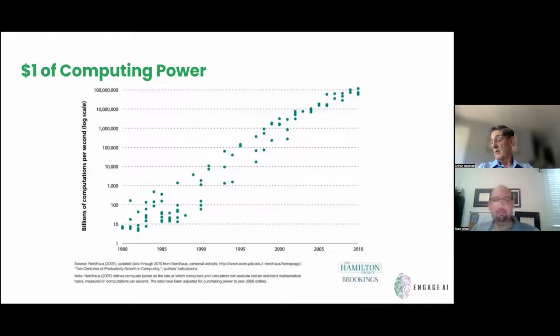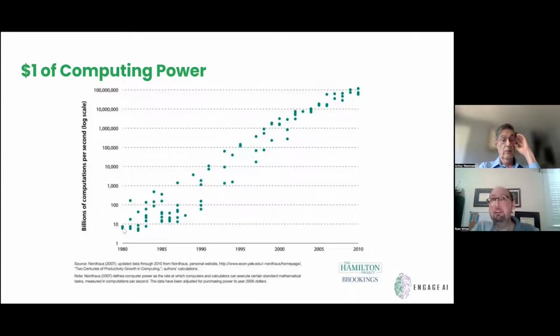So just a few things here that are probably not surprises to anyone. Computing power got far cheaper. This graph shows from 1980 to 2010. I can assure you that from 2010 to now this pattern continued. Each dot here represents the number of billions of computations you can do per second for $1 of computing power. In 1980, $1 would get you about 9 billion computations.